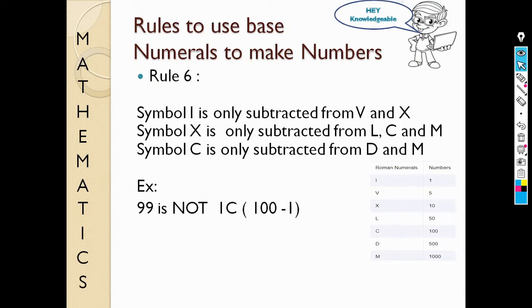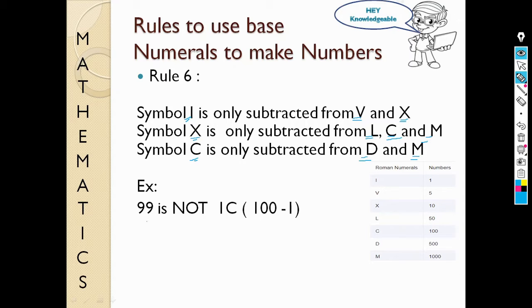Now coming to rule number 6. Rule number 6 says that symbol I, that is 1, is only subtracted from symbols V and X, that is 5 and 10. In the same way, symbol X is only subtracted from L, C and M. Symbol C is only subtracted from D and M.